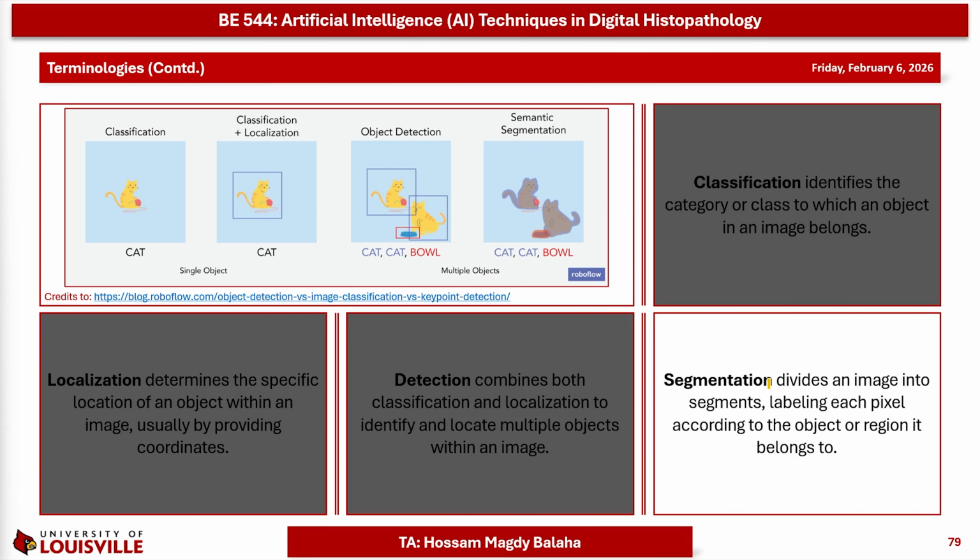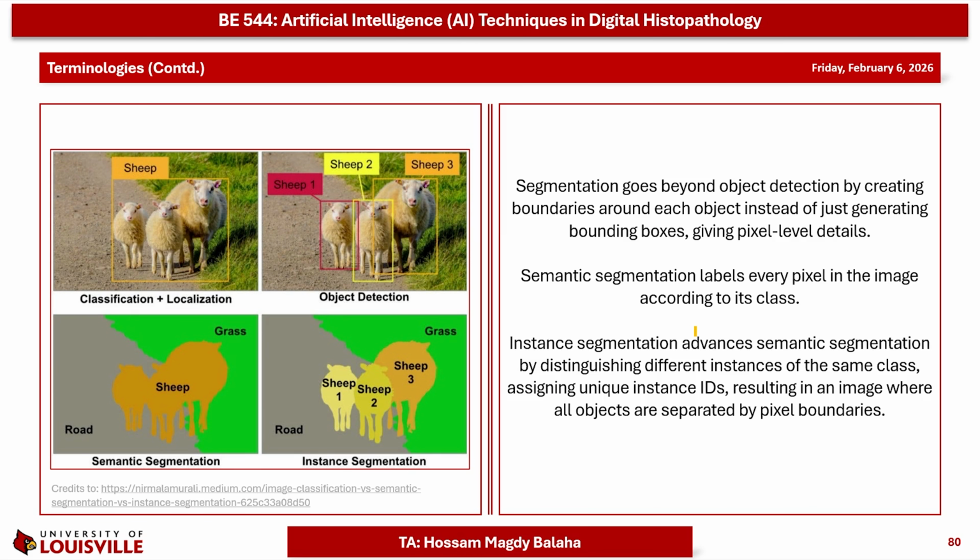This brings us to segmentation. And segmentation is the most granular and clinically informative task. Unlike detection, segmentation delineates object boundaries at the pixel level. There are 2 primary types of segmentation. Semantic segmentation, which assigns each pixel a class label such as nucleus, cytoplasm, or stroma, but doesn't distinguish between individual instances of the same class, where all nuclei, for example, appear as one continuous region.